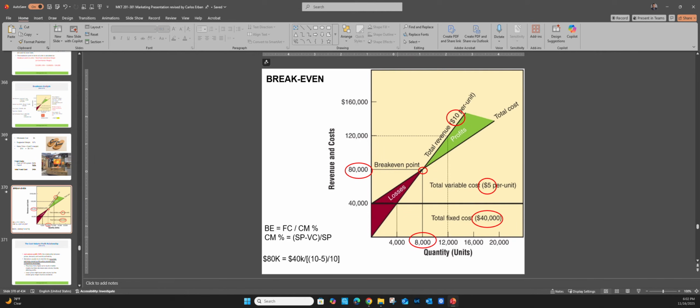Now let's look at what happens if I produce 4,000 units. We can just use the margin. We're going to have sales of $40,000. Our margin is 50%, so it's 20,000 minus 40. We lose $20,000. So these are the losses, $20,000. But if we sell 12,000 units, meaning $120,000, then 50% is our margin, 60 minus 40, so we make $20,000.